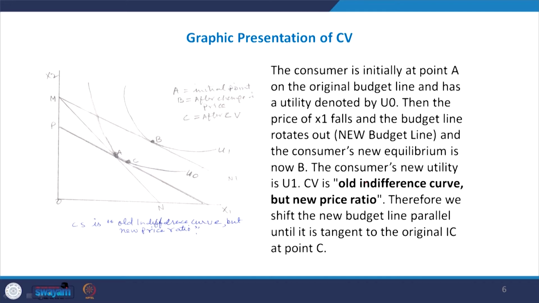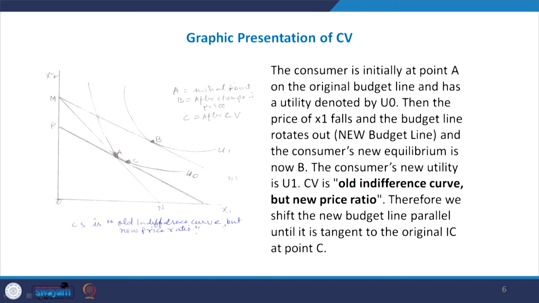Now, if you want to keep the consumer neither worse off nor better off, then what do you have to do? You have to cut down the income of the consumer that can be spent on the two products in such a manner that the new price line, or compensatory price line, is parallel to the MN1 budget line. It means the price ratio has changed after the decline in the price of X1. So, the new price ratio is the same, but the budget line is parallel to the new budget line, and this compensatory budget line is tangent at point C on the initial level of utility curve.